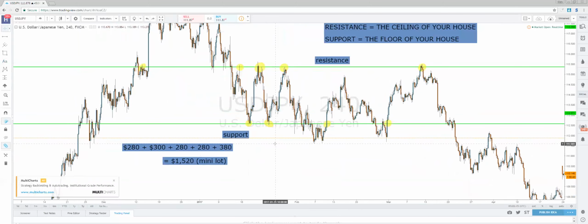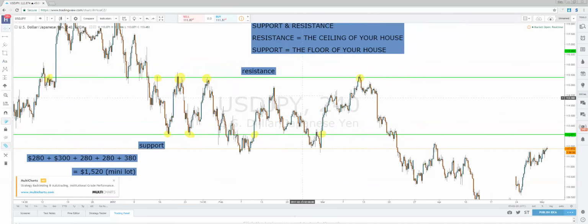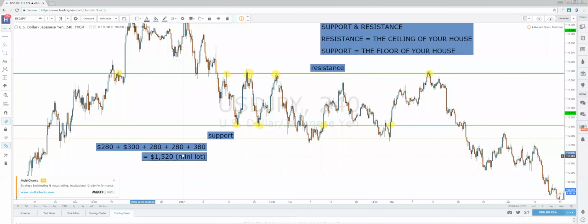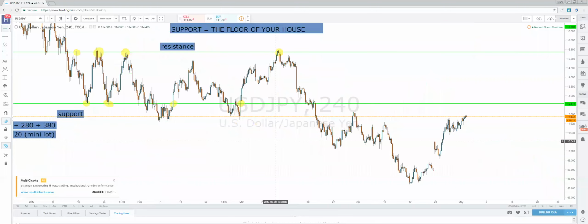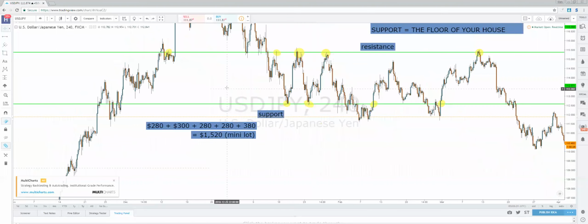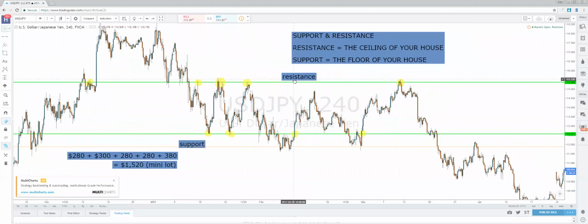When was the last time you could have made that much pressing a couple buttons from your phone? Never. But now you can with Forex. So give yourself a pat on the back. Do you guys see that? Resistance, ceiling. Support, floor.